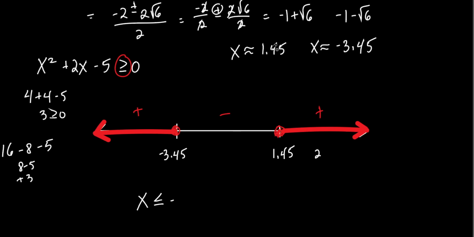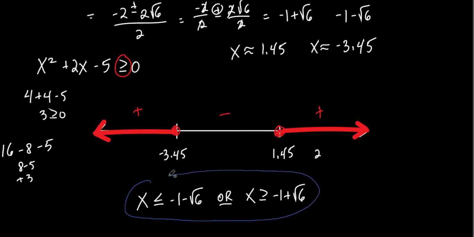Because this is an approximation, isn't it? Negative 1 minus square root of 6. It's probably the best way to write it, okay? And then you could say or x could be what? Greater than or equal to, what's this number, this 1.45? Negative 1 plus square root of 6. Good. So that is one way you could write your answer.